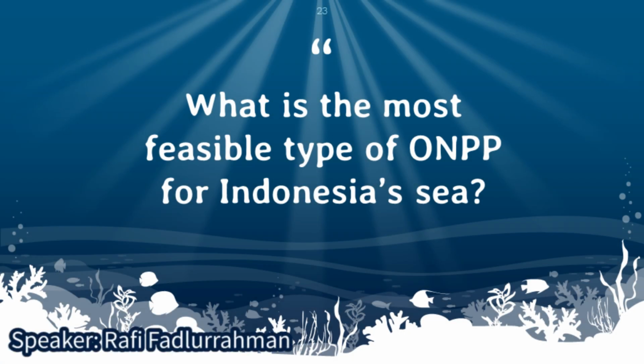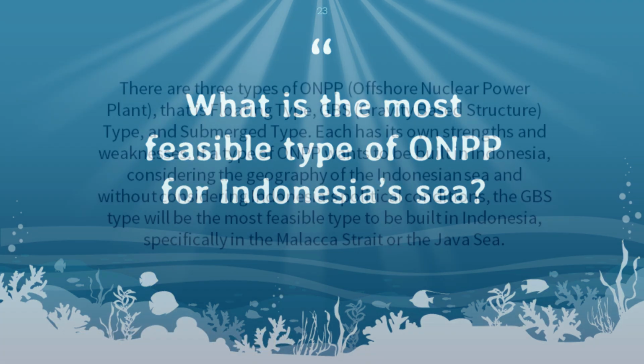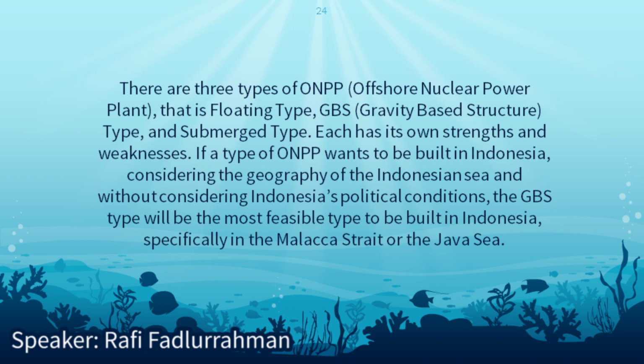So now we have come to the conclusion. What is the most feasible type of ONPP for the Indonesian Sea? There are three types of offshore nuclear power plant: floating type, gravity-based structure type, and submerged type. Each has its own strengths and weaknesses. If a type of ONPP is to be built in Indonesia, considering the geography of the Indonesian Sea and without considering Indonesia's political condition, the GBS type, or gravity-based structure type, will be the most feasible type to be built in Indonesia, specifically in the Malacca Strait or the Java Sea.